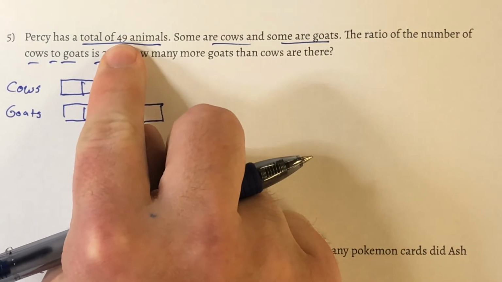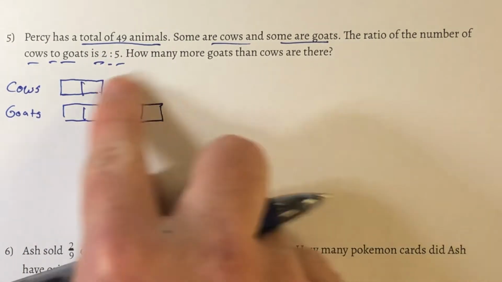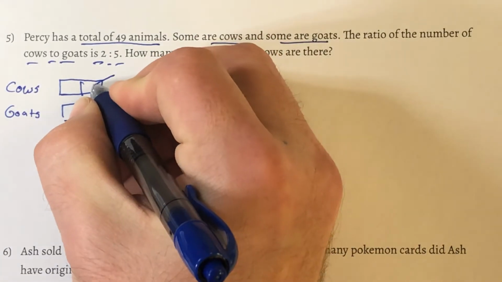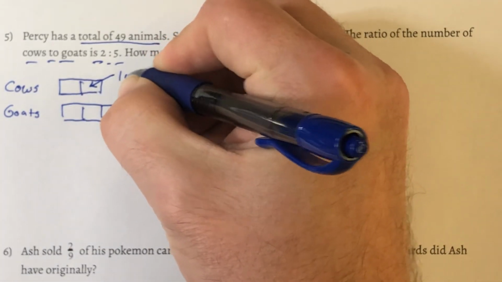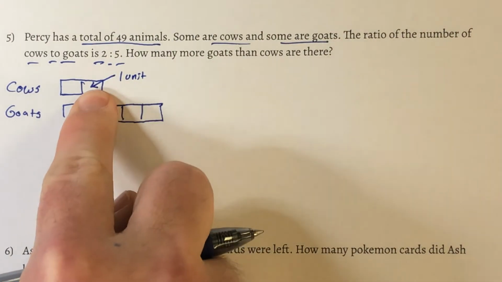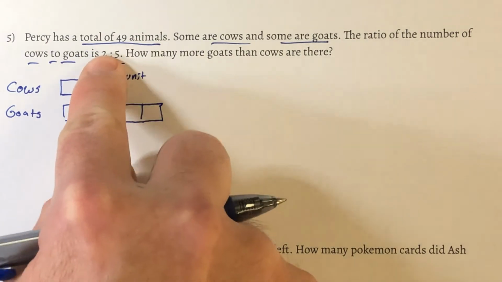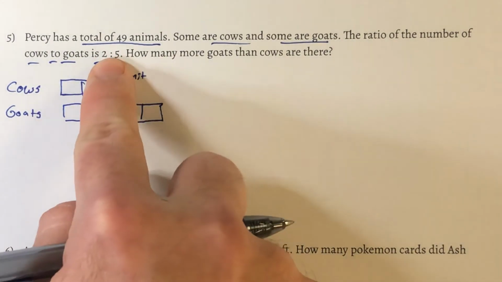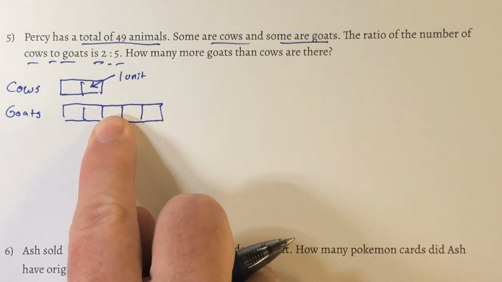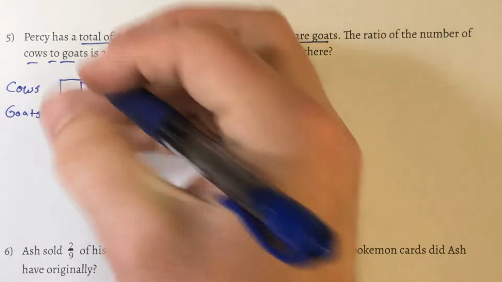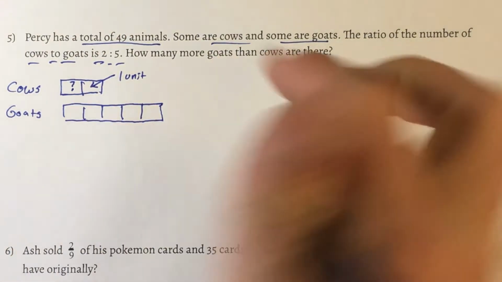Because I know it's 49 animals. Obviously, that's not 49, is it? So, what does this mean? Remember from previous lessons, these little boxes stand for units. So, this is 1 unit, and I have 1, 2, 3, 4, 5, 6, 7 units total. So cows have 2 units, goats have 5 units. Each unit represents a certain number of animals. And that's the thing I don't know. I don't know what each unit is.